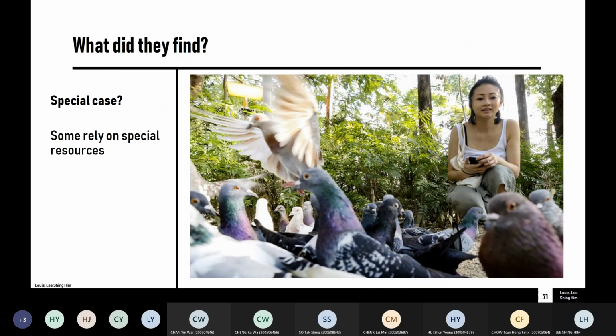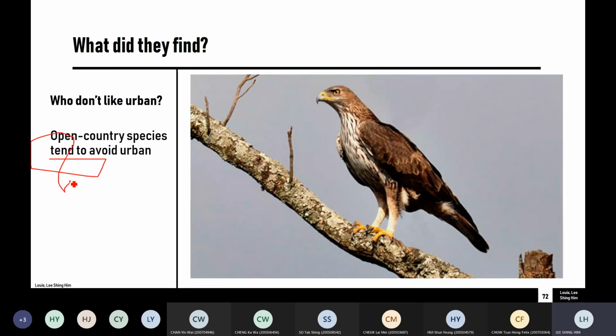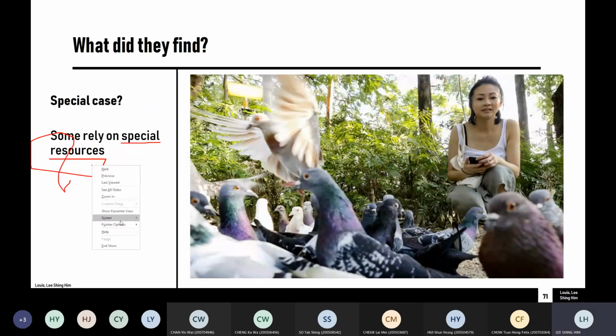Okay, and of course there are some special cases. So you see, there are a lot of pigeons here. Some raptor species prey on their special resources. Pigeon is a kind of special resource. Why do I say that?